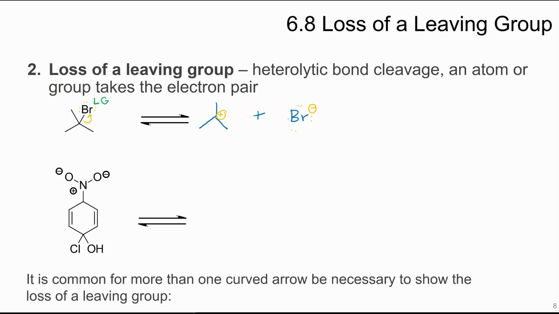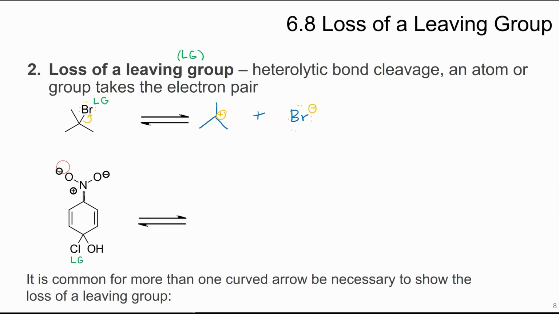Sometimes we can use more than one curved arrow to show how the leaving group leaves. So our leaving group here will be the chlorine. So Lg is for leaving group. So this one's going to involve a couple of arrows. There should be a double bond on this nitrogen so you can fix your slide. So it's common for more than one arrow to be involved.